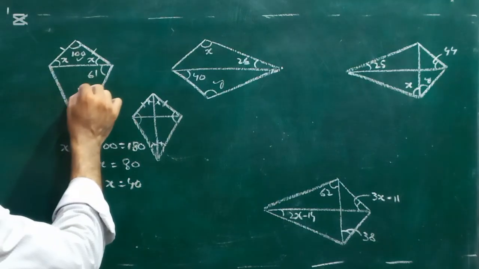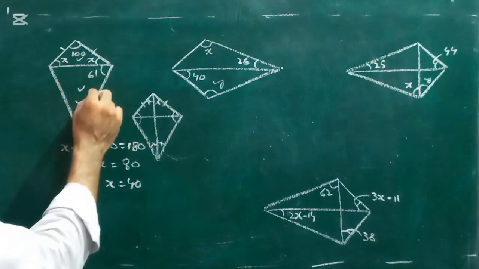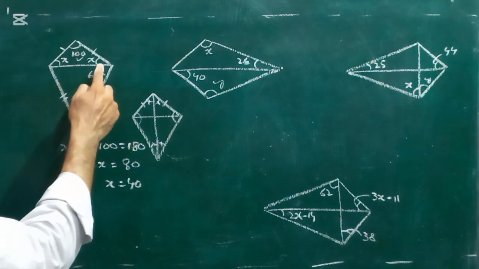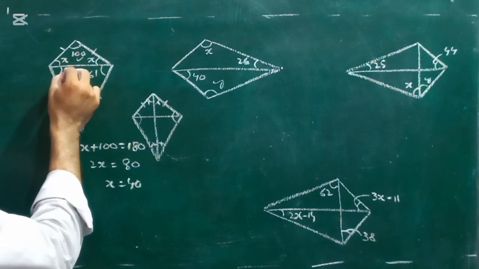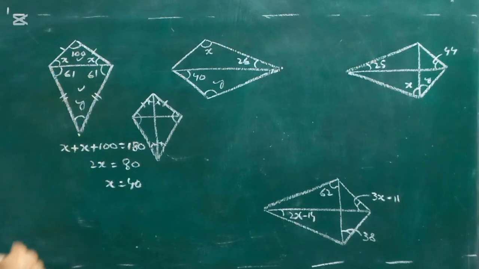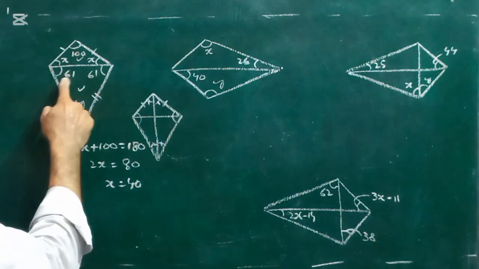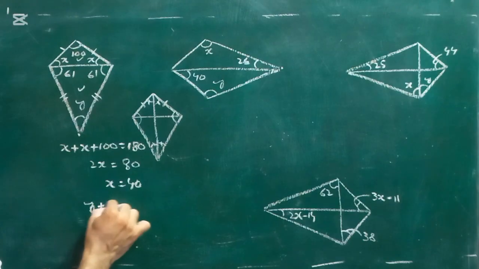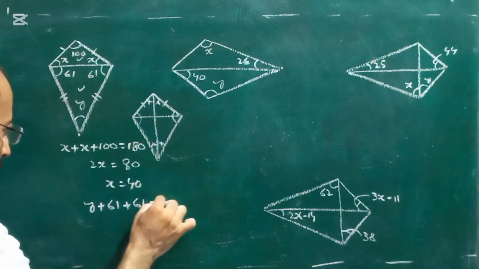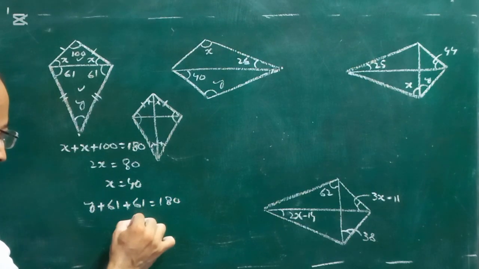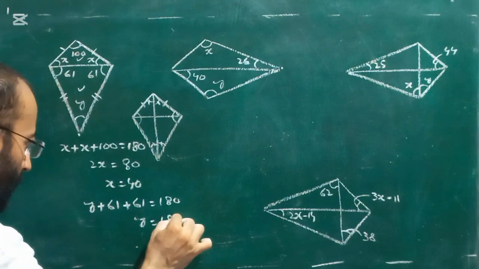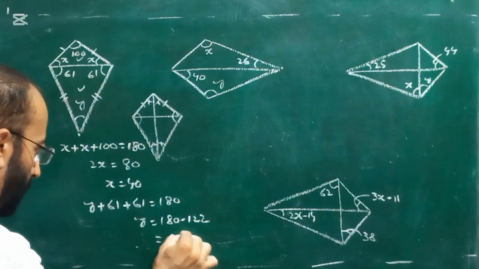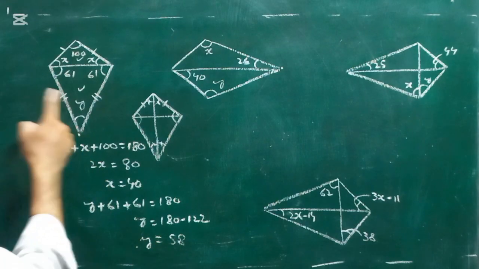The same property will be applied in the lower triangle as well, because this side is equal to this side. So it means this is an isosceles triangle. So if this angle is 61, this angle will also be 61, because in an isosceles triangle, two sides are equal and their base angles are equal. So y plus 61 plus 61 equal to 180 degrees, and 180 minus 122 will be equal to 58. So this figure is done.